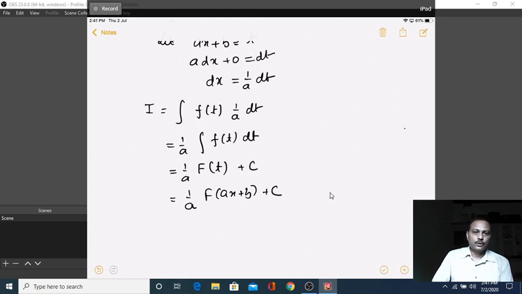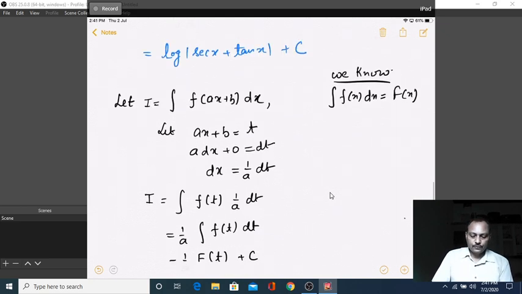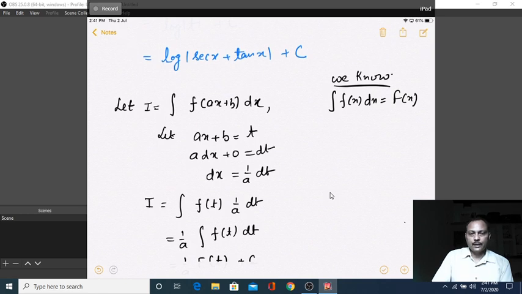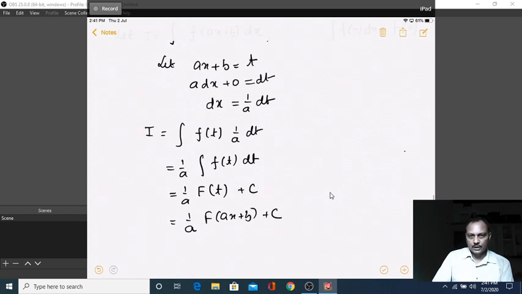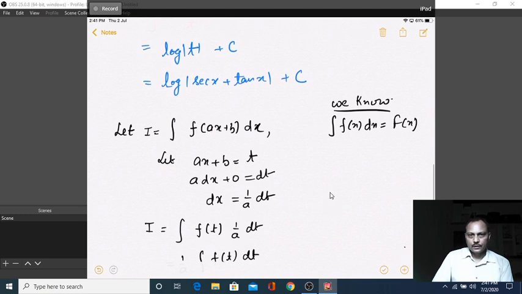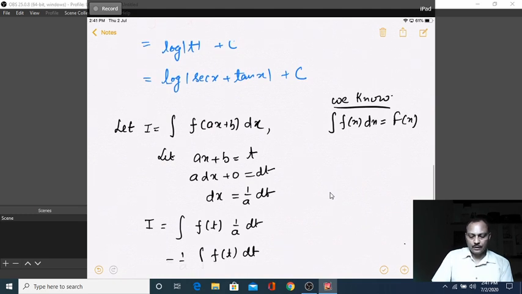What is the conclusion? If a linear function is given like ax plus b, and if we replace this function by a single variable, then we can find the integration. But in that integration, the coefficient of x will come in the denominator, and there is no effect of the constant term, that is b.